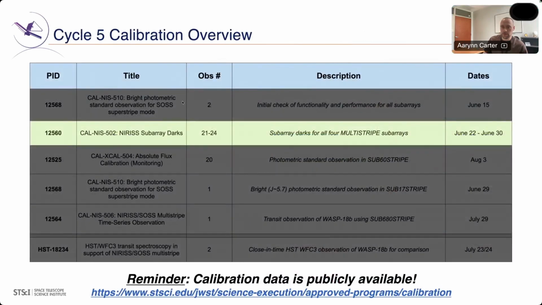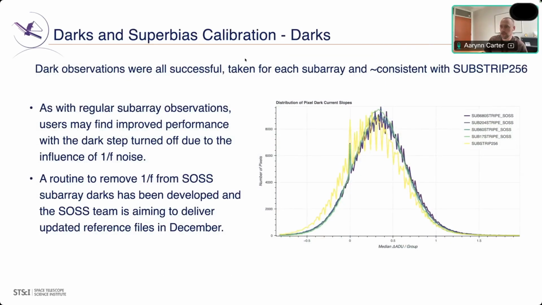Okay, next up, the darks. Just quickly, dark observations were taken, and they are broadly consistent with our SUBSTRIP256 dark. This is definitely work that's still ongoing, and we have delivered new dark subarray reference files for everyone. These do have some residual 1/f noise, and people may have noticed this as well for our regular subarrays. We're hoping to improve that in the future.